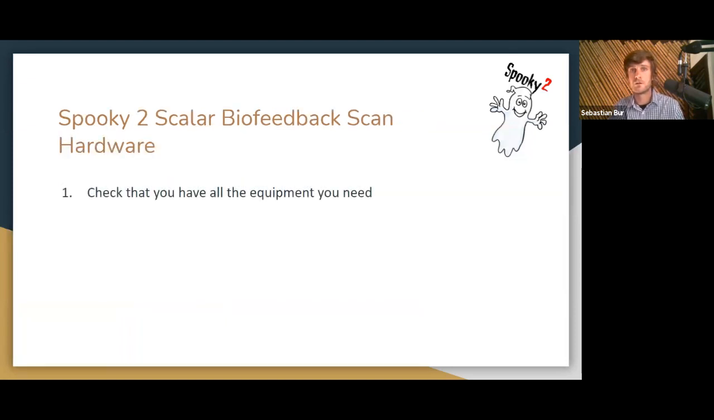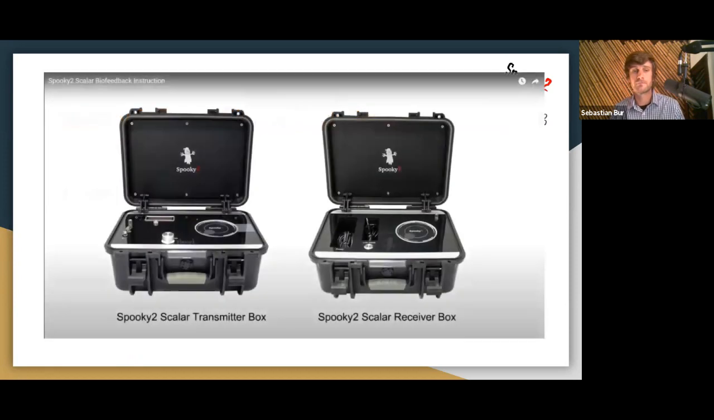So how do we set this up? Obviously you need the Spooky2 Scalar devices. I don't know if you already know this, but there are two boxes. One is called the transmitter box and one is called the receiver box. There's a cable that links both to each other, and obviously you have to connect it to a power source. You can see they both have a plate where you can put things on. If you see my mouse here, here you can put certain remedies.